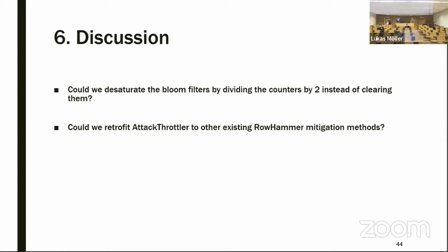Right, I have a question about AttackThrottler. How does it decide that a thread is actually attacking? Does it use a fraction of accesses or just a threshold? I think I missed that.